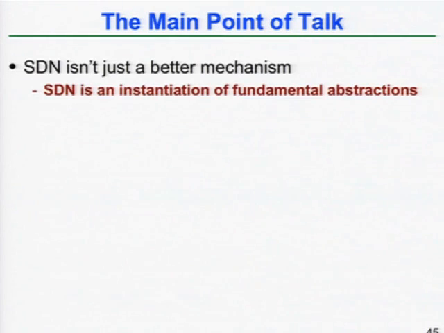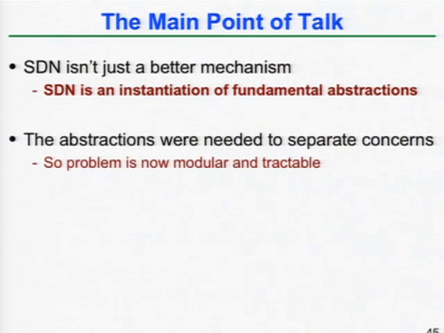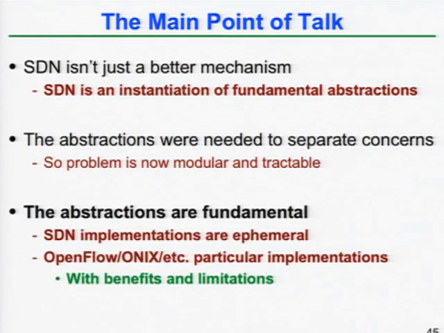So the main point of the talk is that software-defined networking, or split architecture, is not just a better mechanism. It's an instantiation of the fundamental abstractions. That's why it's right, not because it beats out some other mechanism according to some metric, but because it captures the right abstractions. These abstractions were needed to separate the concerns of the separate problems we needed to solve, and the abstractions are fundamental, the implementations are ephemeral.